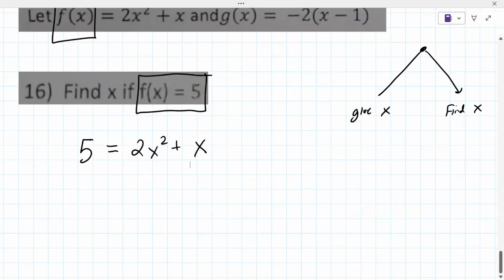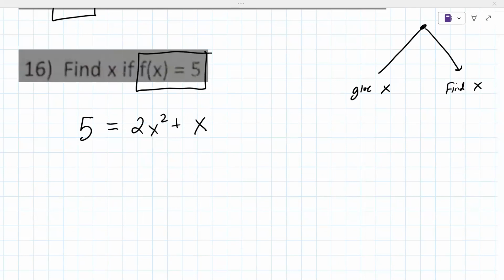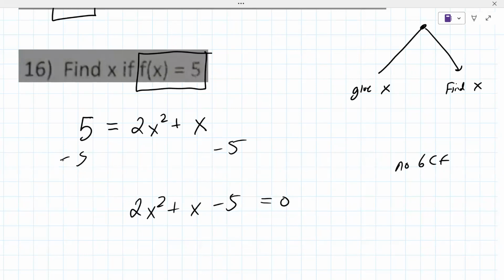So now this is more like problems 10, 11, 12, and 13. We got to get everything on one side. We're just going to subtract 5 from both sides. 2x squared plus x minus 5 equals 0. There's no GCF, so you can't do that. It's not a equals 1. You'd really like a 1 in front.